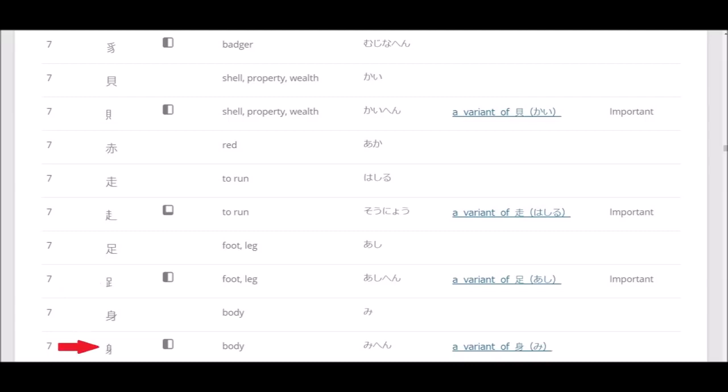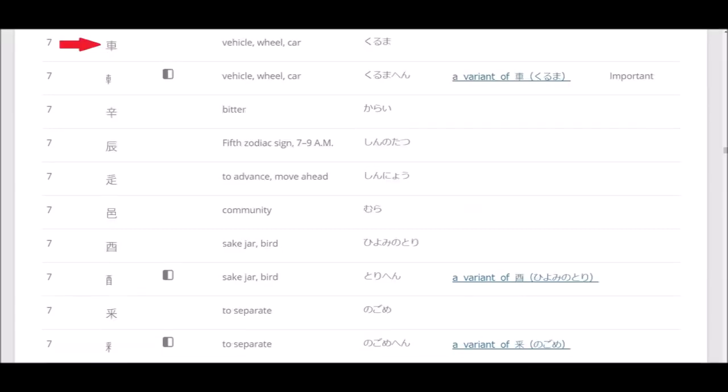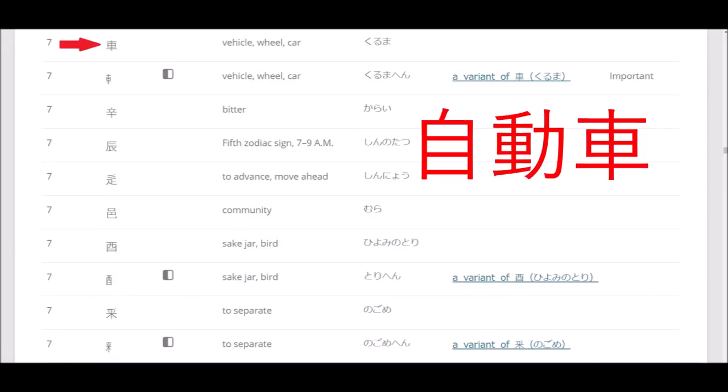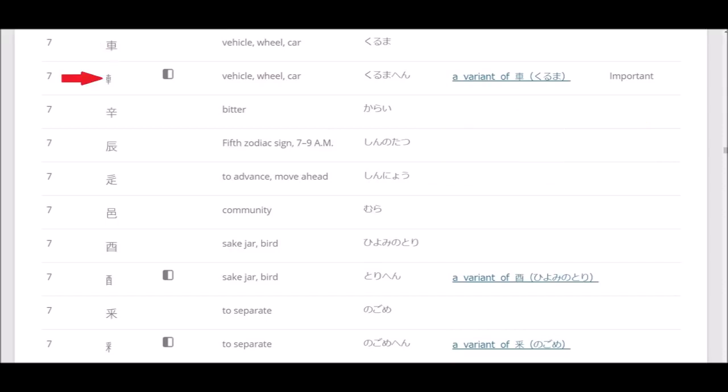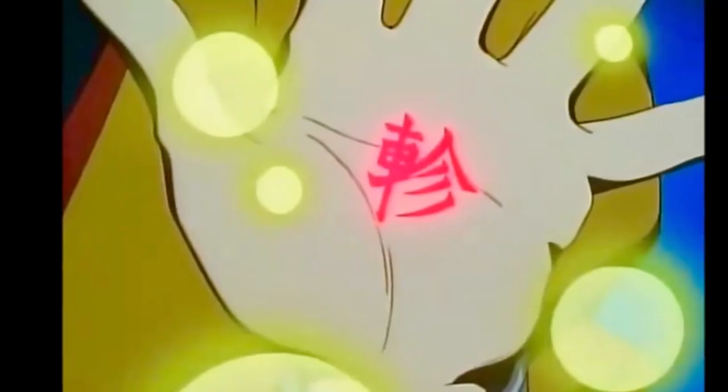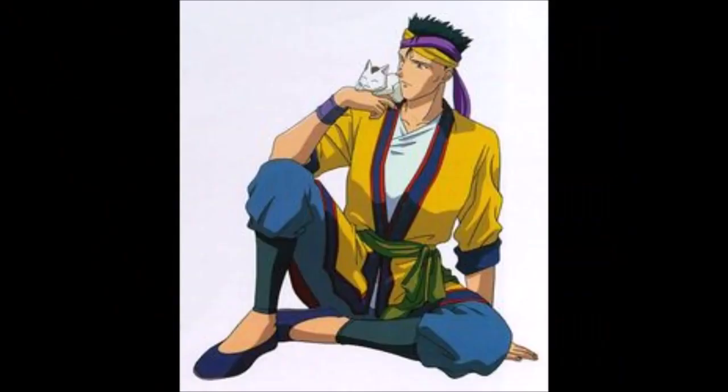Mi and mihen are both body. Kuruma, vehicle, wheel, car. I mentioned jidosha earlier. That's the sha in jidosha, car. Kuruma hen, when it's to the left, important. I remember this radical was in Mitsukake's character, if you're familiar with Fushigi Yugi.